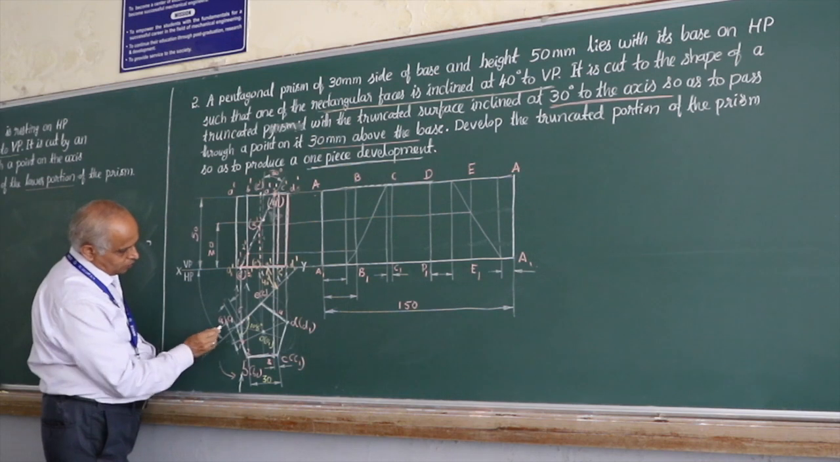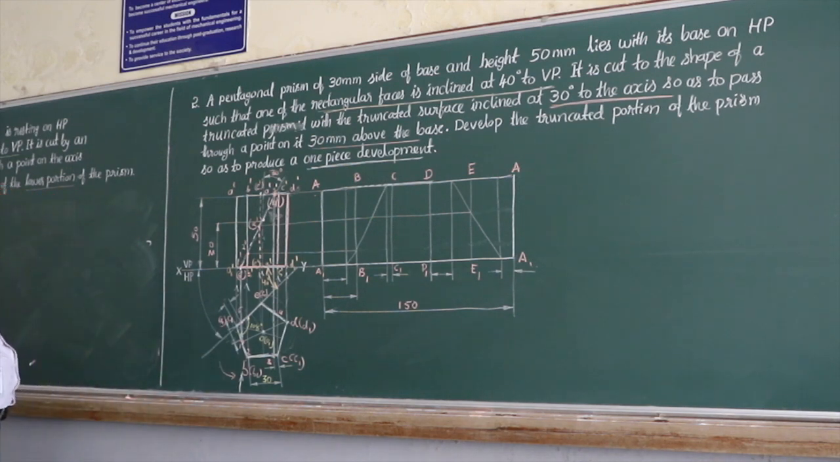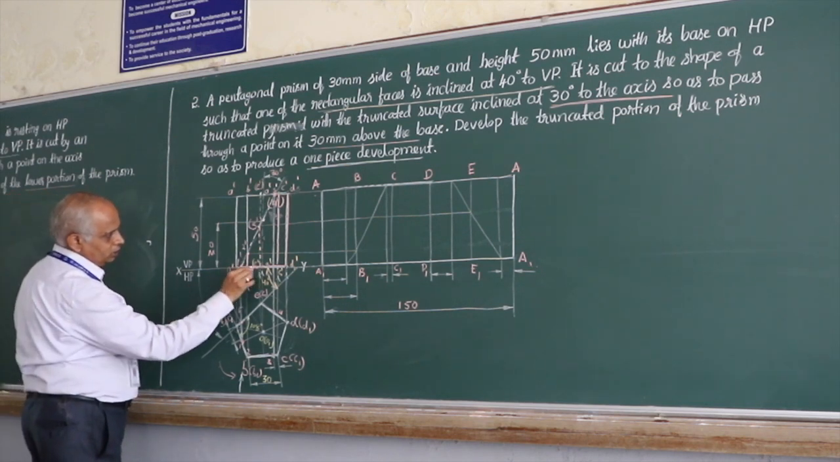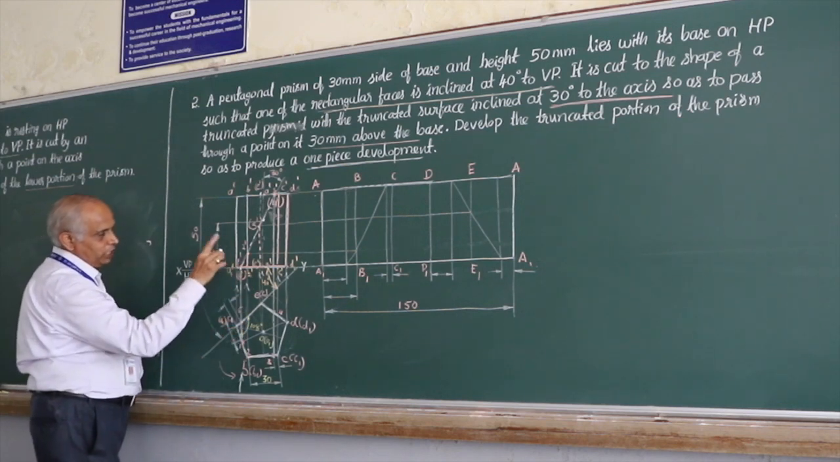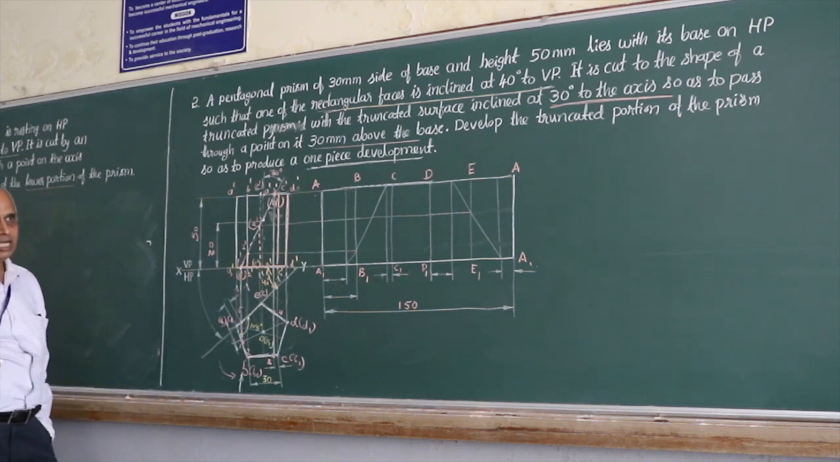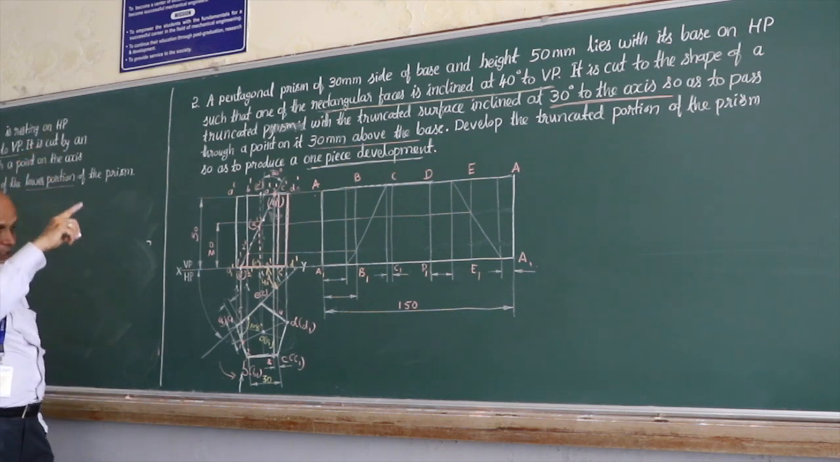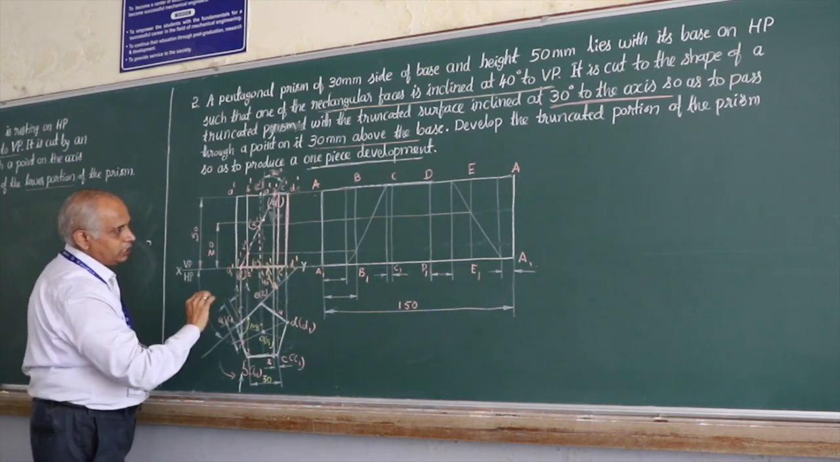AB at the bottom. That means A1, B1. But that one is not in true length here. Remember, A1 B1 is not in true length here, but in top view it is in true length. Therefore, I should take this section point. Whenever there are problems on prisms and cylinders, you get section points on the top face or the bottom face. You have to project it down to top view and then take the distance. Don't directly try to locate it.